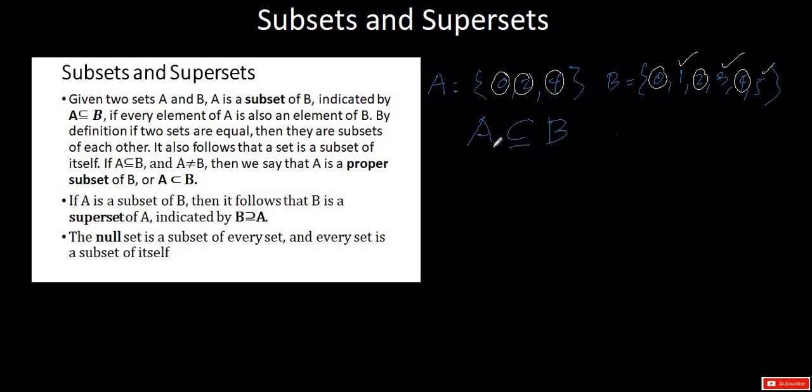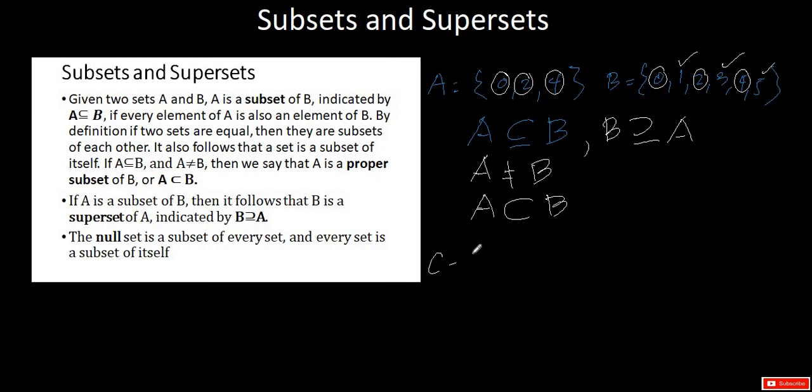Since set A is a subset of set B, it follows that B is a superset of set A. Superset is used when you read or write from right to left. So when you read from left to right, A is a subset of B, then from right to left, B is a superset of A. Now, since A is not equal to B, we can conclude that A is a proper subset of set B.